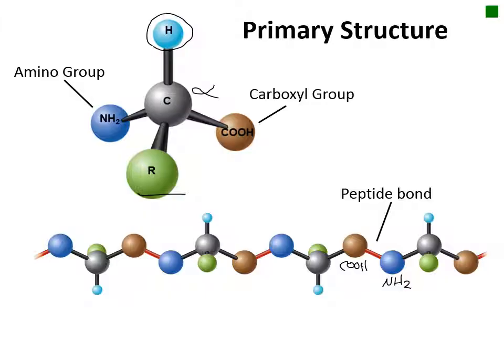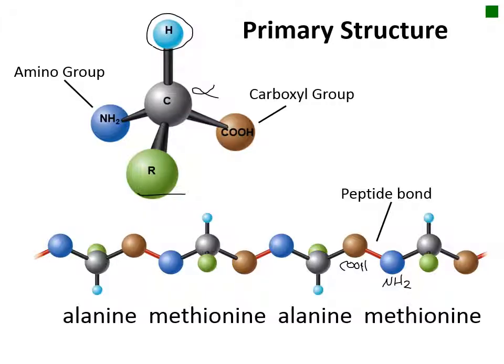The primary structure can be labeled using 3-letter abbreviations of the amino acid names. In this example, the amino acids in the primary structure are alanine, methionine, alanine, and methionine, which when abbreviated would be written as Ala, Met, Ala, Met.